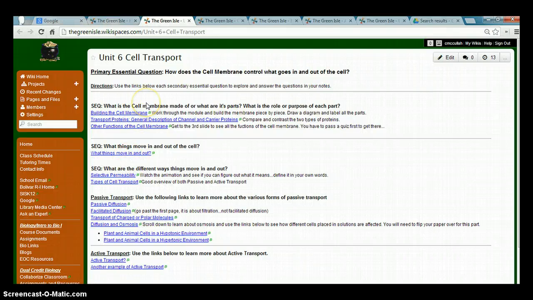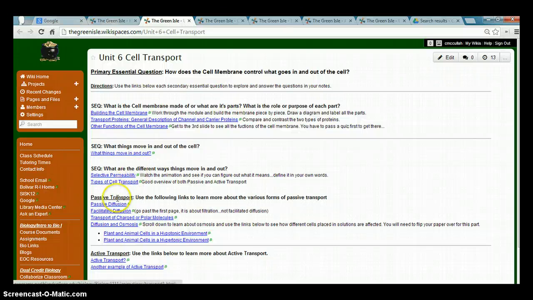What's the cell membrane made of? What do they do? What things move in and out of the cell? This is one that I added. It's not on your organizer, but I want you guys to check it out and see if you can figure out what moves in and out. What different ways do things move in and out? That is on your organizer. That's one of the things that all classes ask. Well, how do they move in and out? Do they all move in and out the same way?